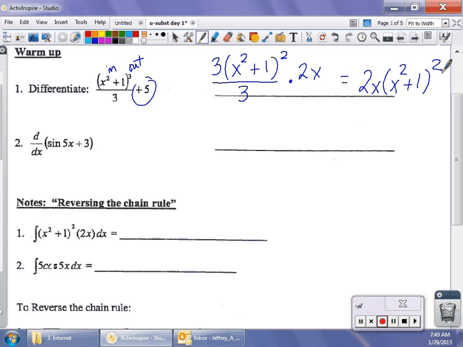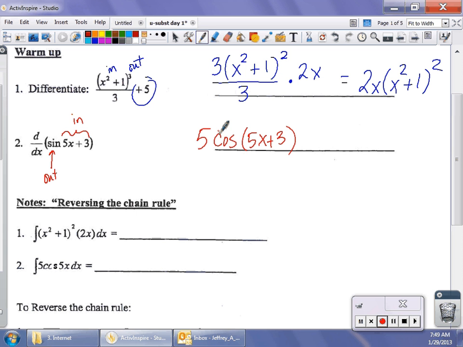In number 2, when we find the derivative, our outside function is sine, and our inside function is 5x plus 3, so we take the derivative of the outside. The derivative of sine is cosine of the angle, and then by the chain rule we multiply by the derivative of the inside, or the derivative of the angle, which in this case is 5. So that's how you find the derivative using the chain rule.